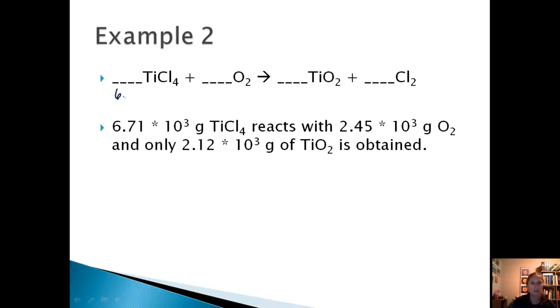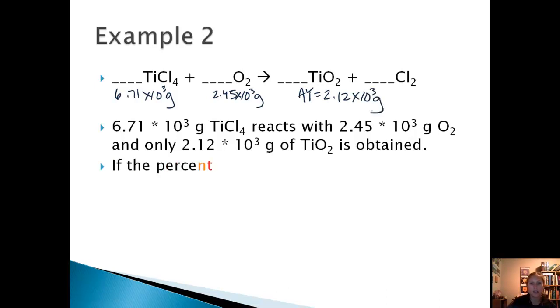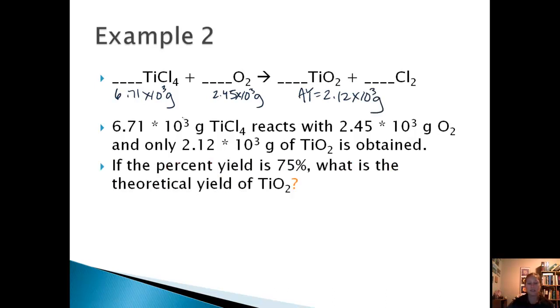We have 6.71 times 10 to the third grams of TiCl4, so we'll put that one underneath. And we've got 2.45 times 10 to the third grams of O2, and only 2.12 times 10 to the third grams of TiO2 is obtained. That's the actual yield. Okay, so if the percent yield is 75, so let's write that down underneath also, we want to know the theoretical yield. So we're solving for theoretical yield.